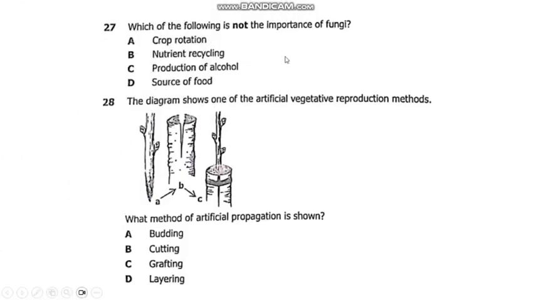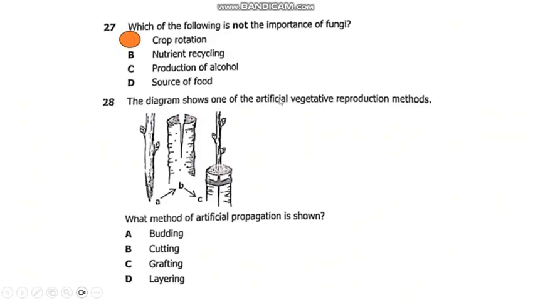Which of the following is not the importance of fungi? A. Crop rotation. B. Nutrients recycling. C. Production of alcohol. D. Source of food. So here, which of the following is not the importance of fungi? It's A. Crop rotation. So I come to question 28.